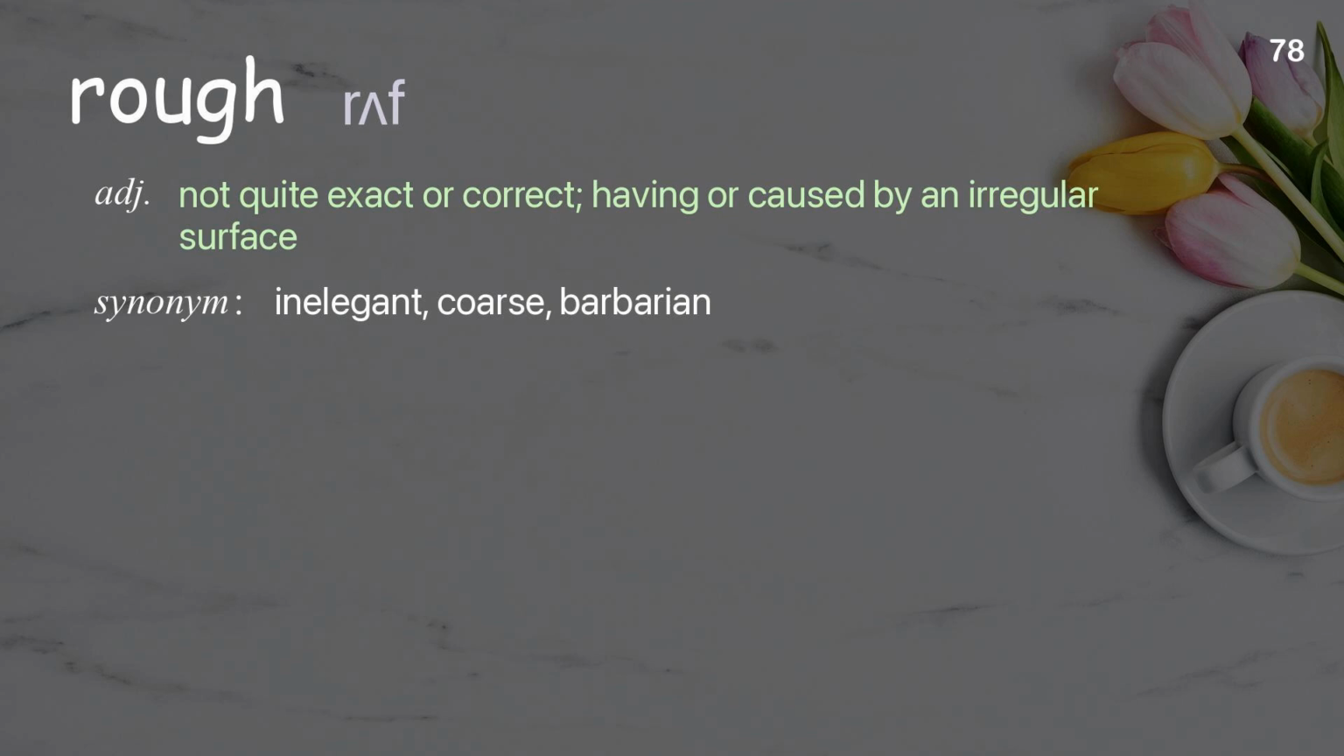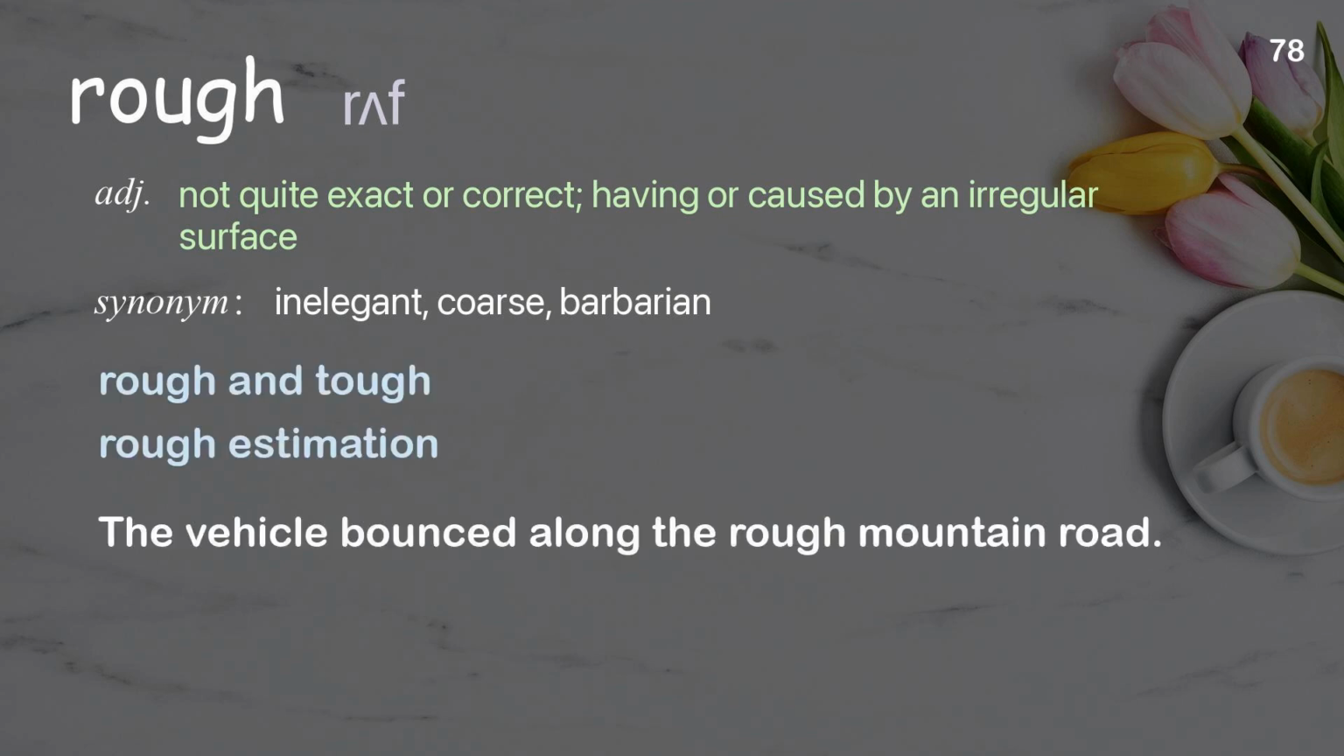Rough. Not quite exact or correct, having or caused by an irregular surface. Examples: Rough and tough. Rough estimation. The vehicle bounced along the rough mountain road.